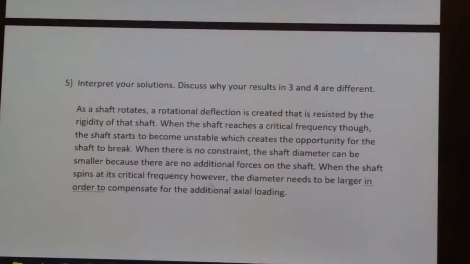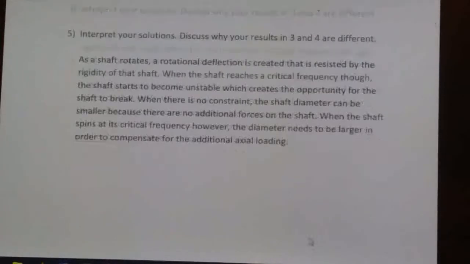And then to wrap things up, I interpreted the solutions for why the results in 3 and 4 are different. As a shaft rotates, a rotational deflection is created that is resisted by the rigidity of that shaft, which is represented as E times I. When the shaft reaches a critical frequency, the shaft starts to become unstable, which creates the opportunity for the shaft to break. When there's no constraint, the shaft diameter can be smaller because there are no additional forces on the shaft. When the shaft spins at its critical frequency, however, the diameter needs to be larger in order to compensate for the additional axial loading.